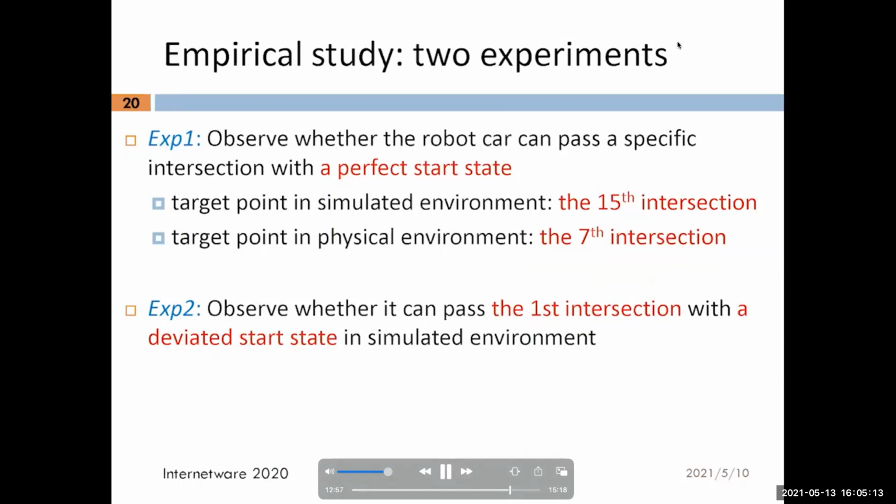In the second experiment, the robot car was initiated with a deviated start state and tried to pass the first intersection. Here, deviate refers to both random displacement and angle deviation. The second experiment helped us better study the effectiveness of constraint checking and invariant checking from a more fine-grained perspective.